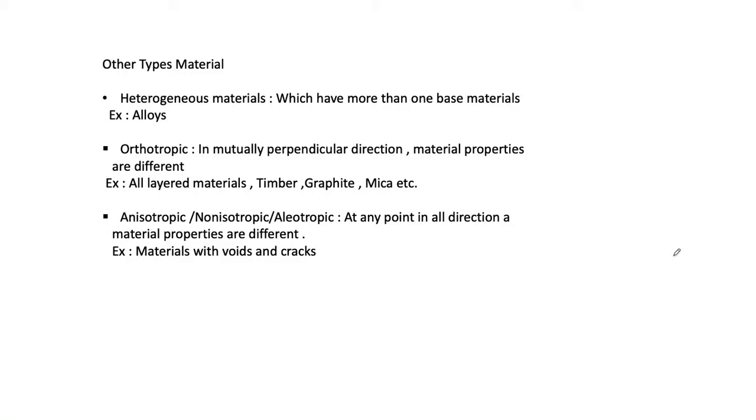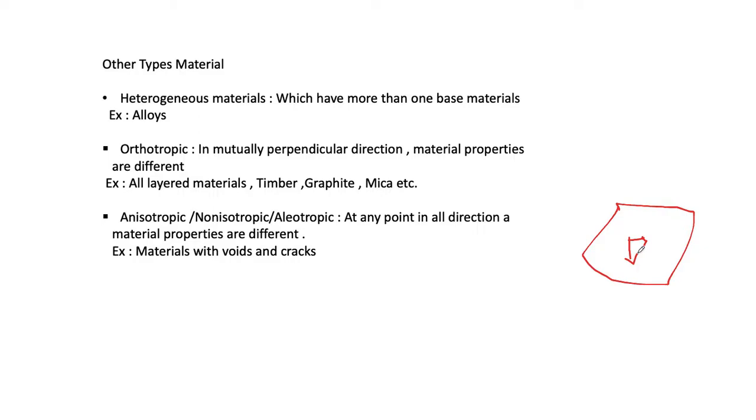Orthotropic means that in mutually perpendicular directions the material properties are different. I'm showing a small figure again. I'm taking this and this as mutually perpendicular, which is 90 degrees. The properties of the material in directions perpendicular to each other are different. Examples are layered materials, timber, graphite, mica, etc.